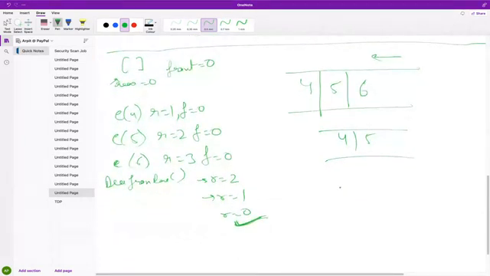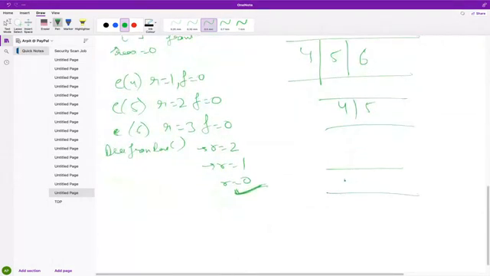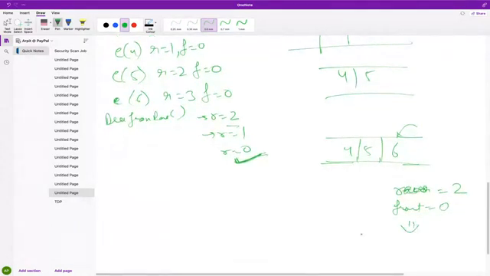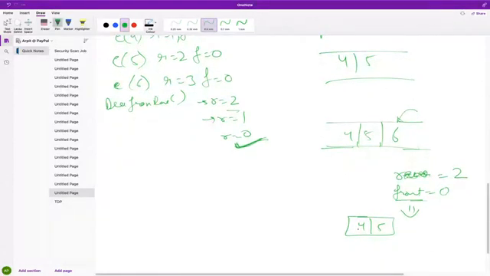Okay. Let's look at some other scenarios. 4 5 6. Correct. So first we deleted this one. So now our rear will become 2, front is still 0. And now the updated queue will look like this, 4 comma 5. Okay. Now we deleted from the front side. So the element will be 5 and our front would be 1 and rear would be 2.